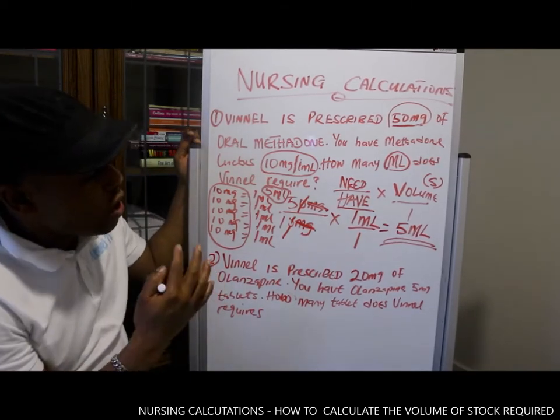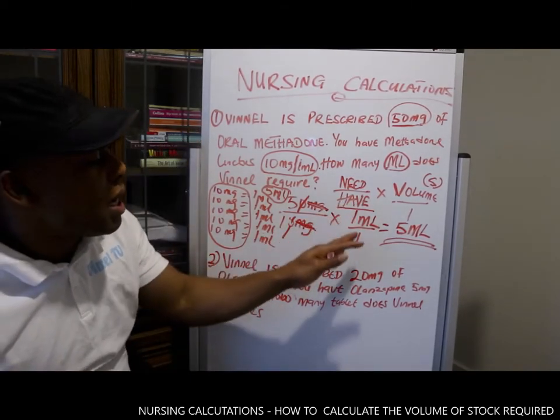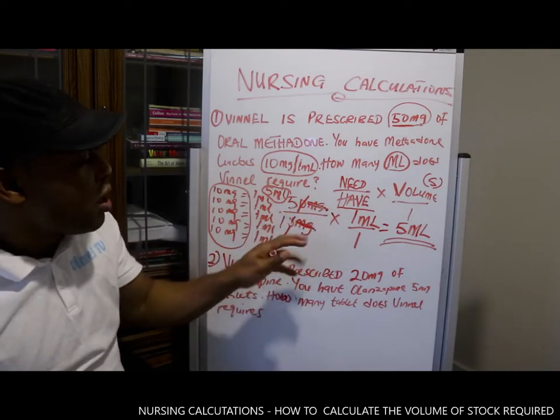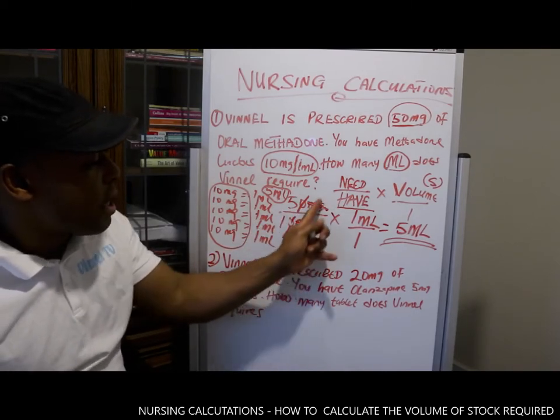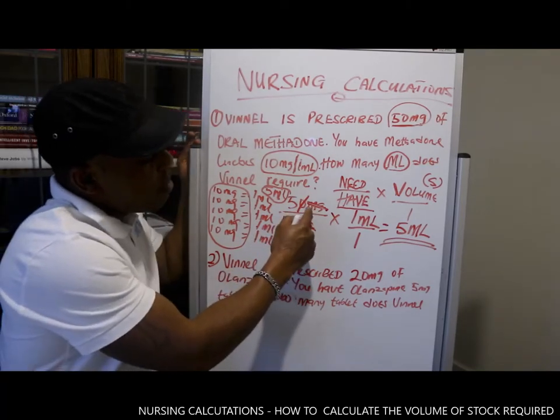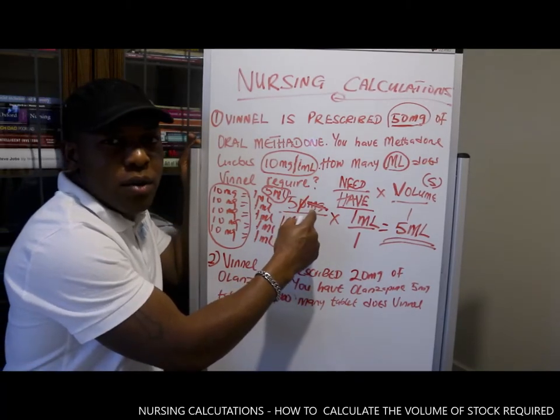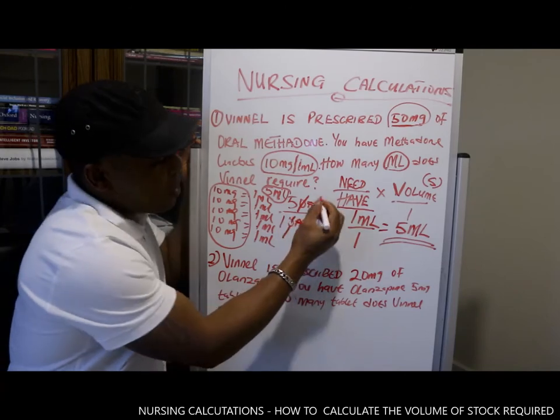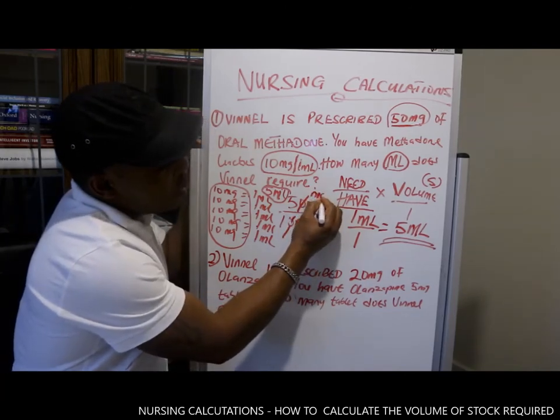So I thought to share with you how to do this. And once you've done that, what you need to do is cross out the milligram from here. But it can be tricky. Sometimes they might change. They might not give you milligram. They might give you microgram, mcg, microgram.